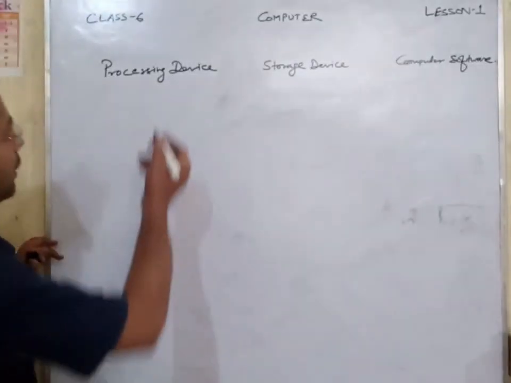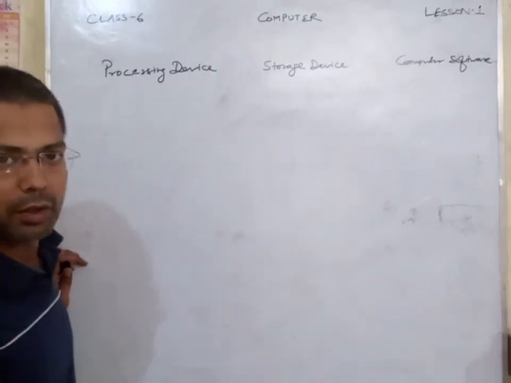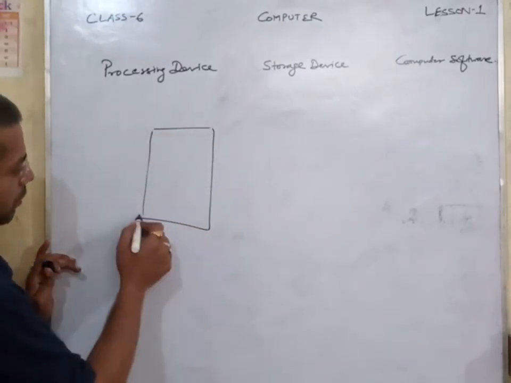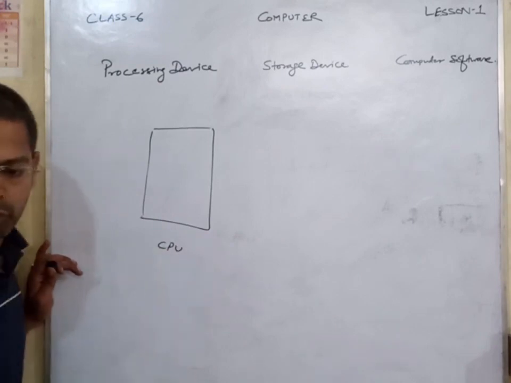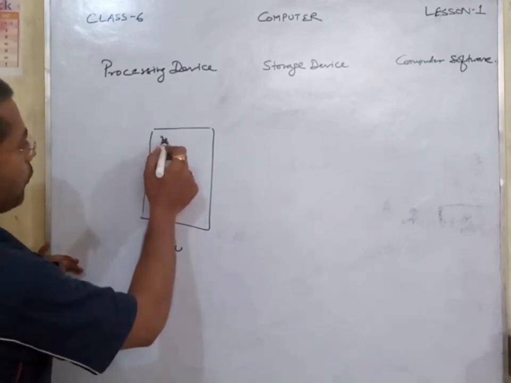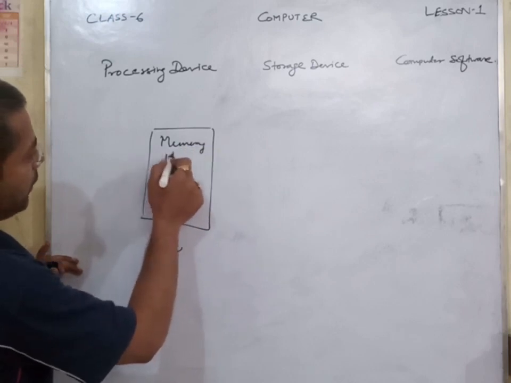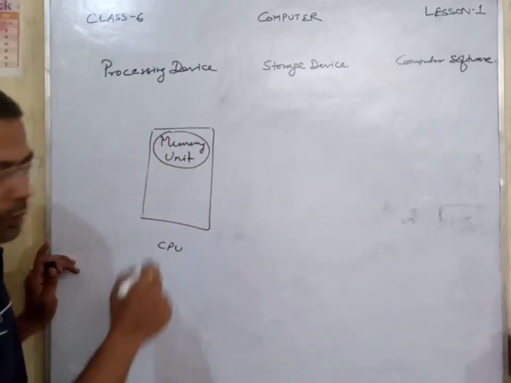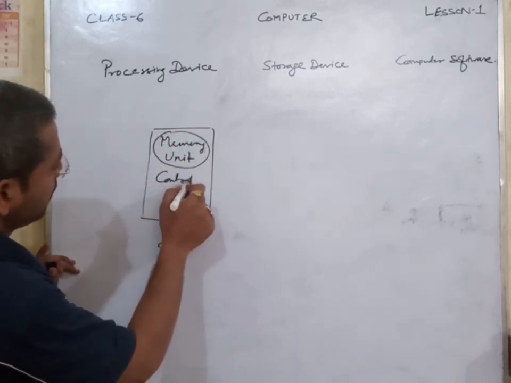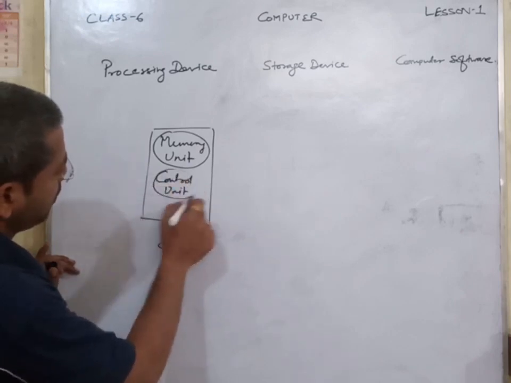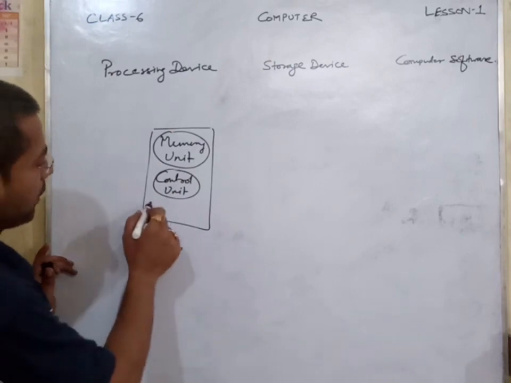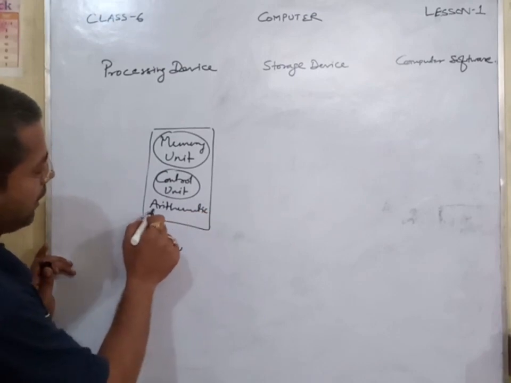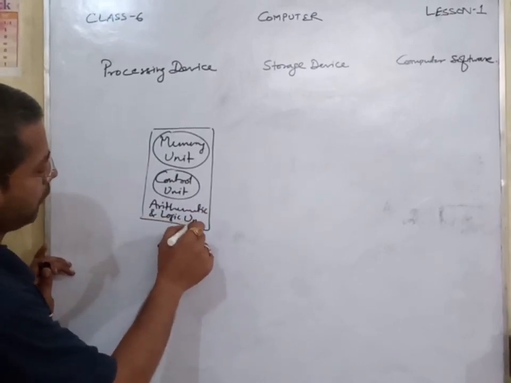Now, processing device means how the computer processes. We will see this through this figure. It is the CPU, and in the CPU there is the memory unit, one part. The second part is the control unit, and another, remaining part is the arithmetic and logic unit.